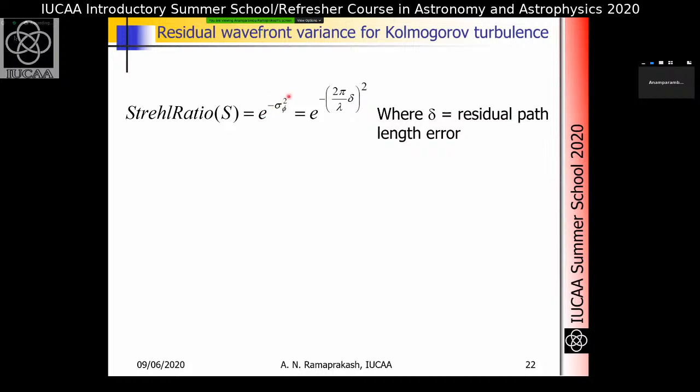E raised to minus sigma phi squared is the loss in central brightness, or the Strehl ratio.